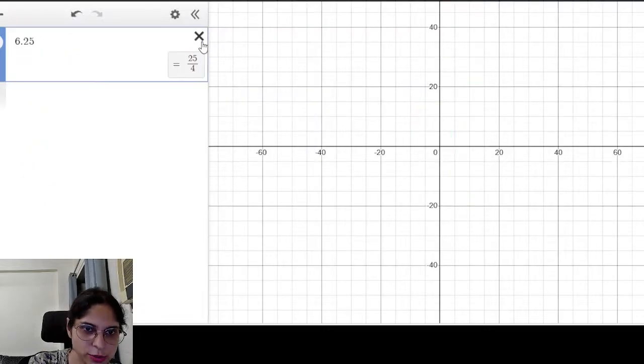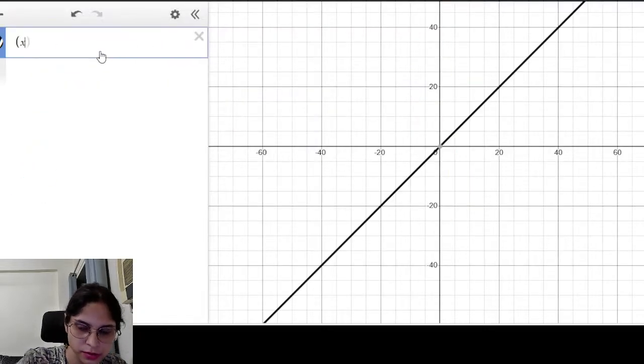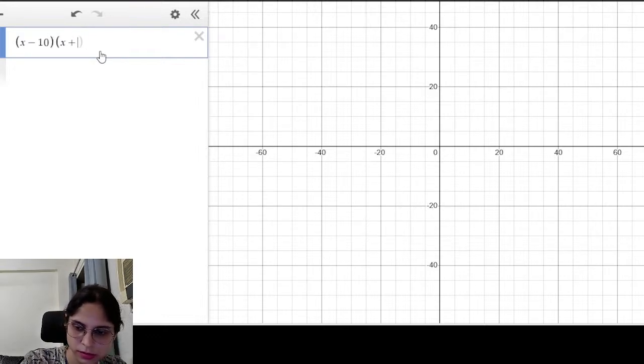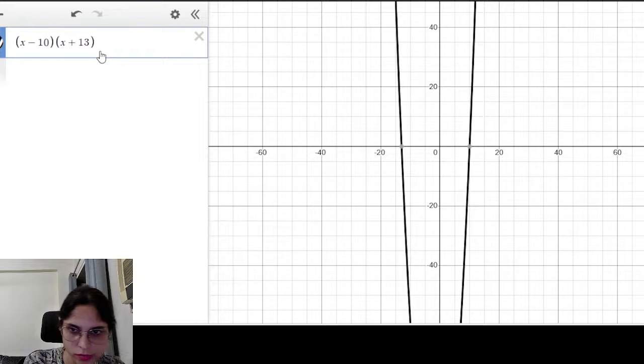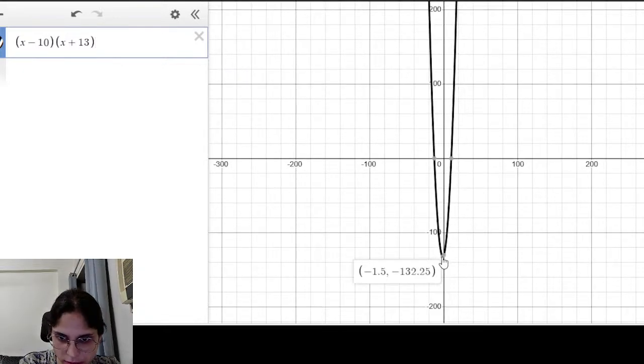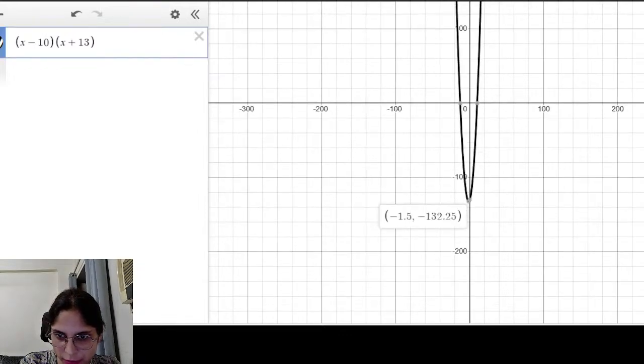Or, as I told you, you can go to Desmos. Keep subtracting it here. That's your minimum value. Negative 1.5, that is negative 3/2.